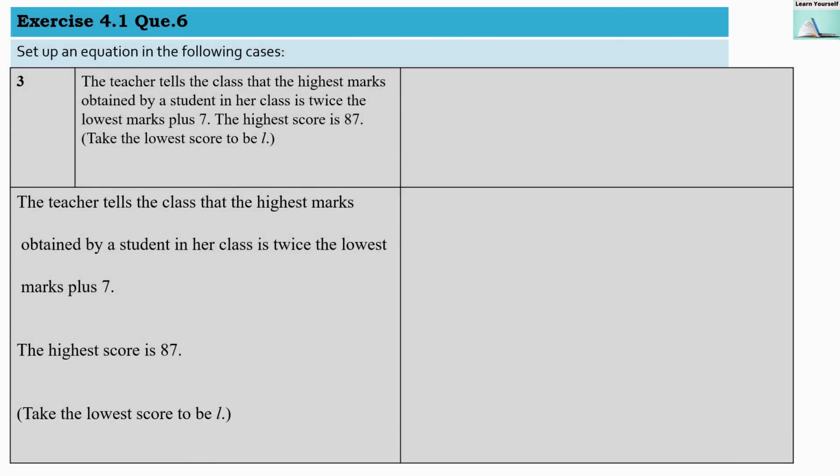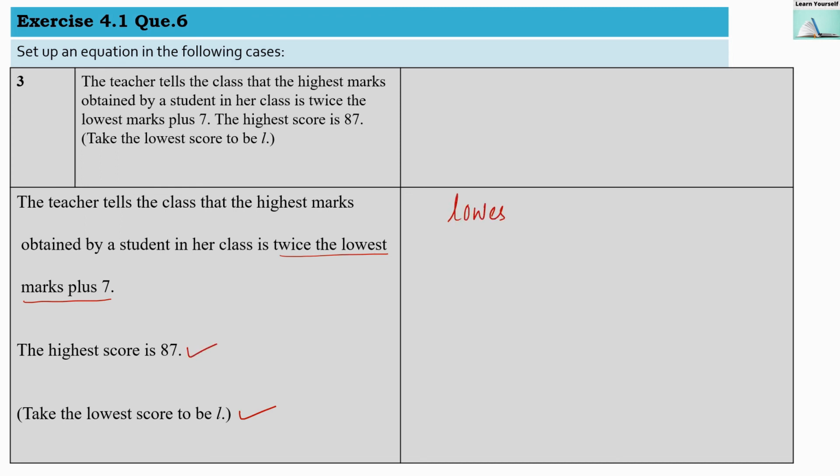Exercise 4.1, question number 6, third question. The teacher tells the class that the highest marks obtained by a student in her class is twice the lowest marks plus 7. Highest score is 87 and take the lowest score to be L. So we have two pieces of information here. Let us write that first.